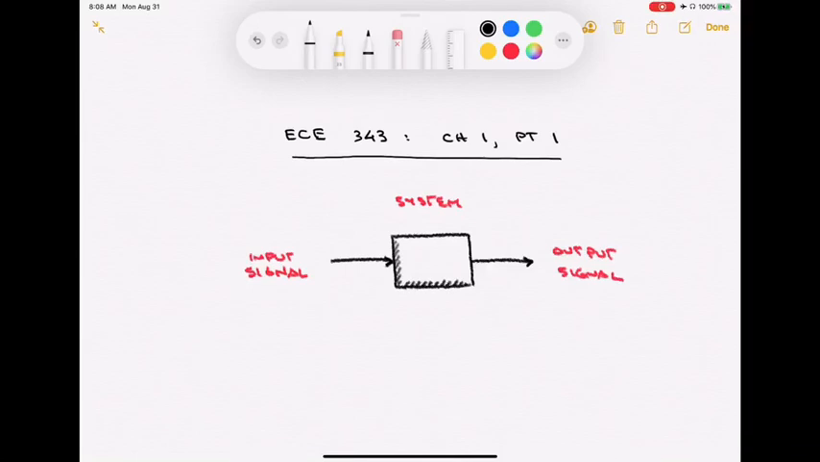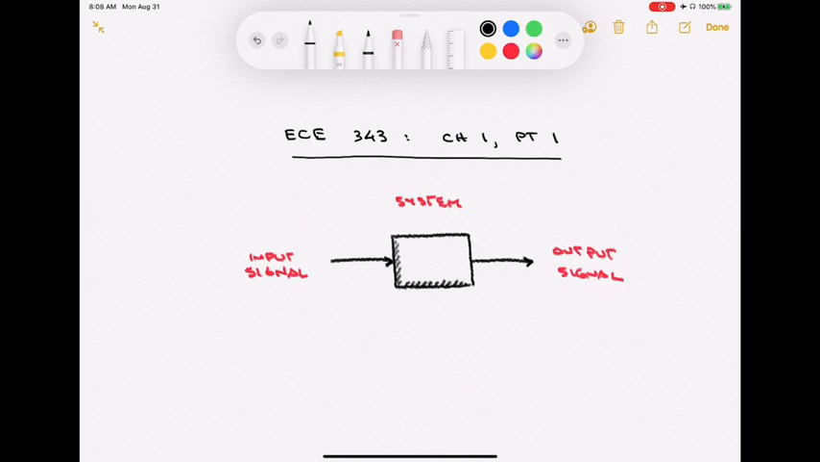So this is the first lecture for Chapter 1 in ECE 343 Signals and Systems. Before we get too much into the material, I'd like to just do a brief overview of the main goal of this class. If we can understand this basic block diagram, we really will have accomplished the majority or a major component of what this class is all about.